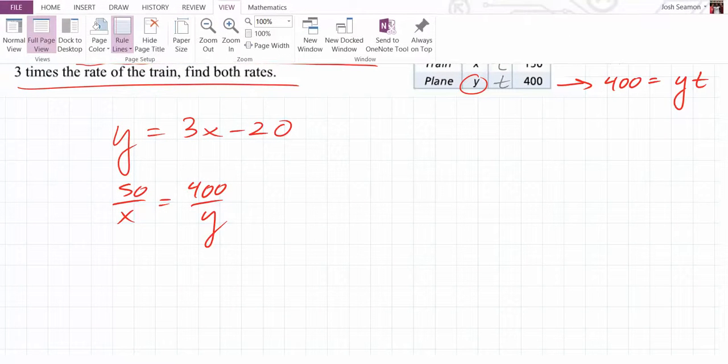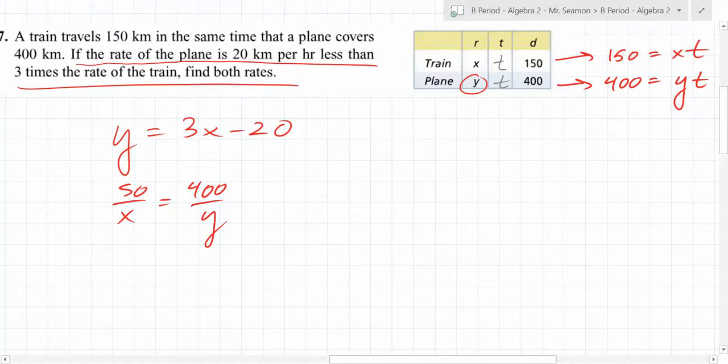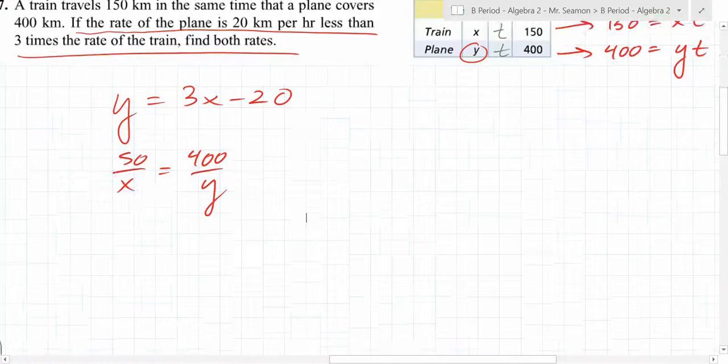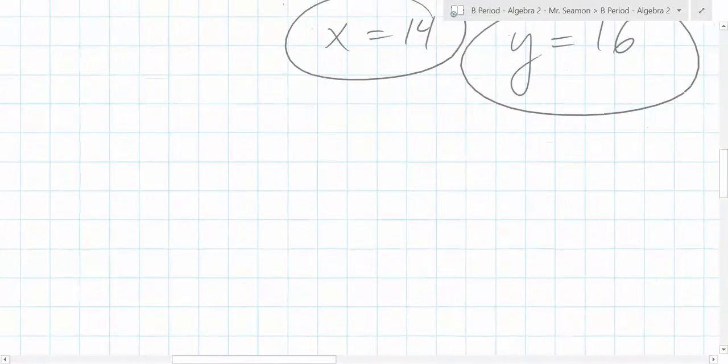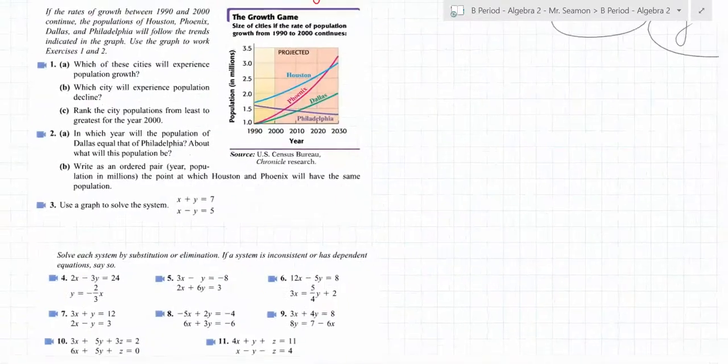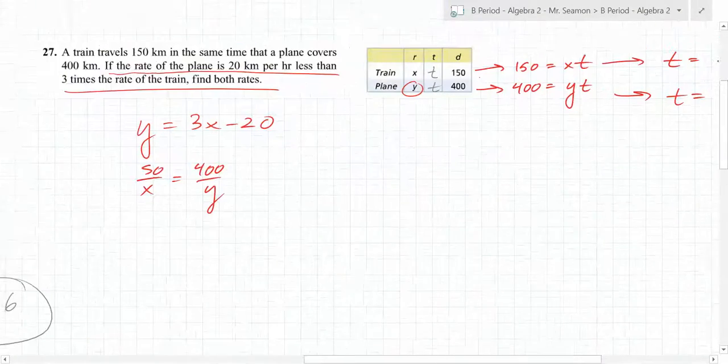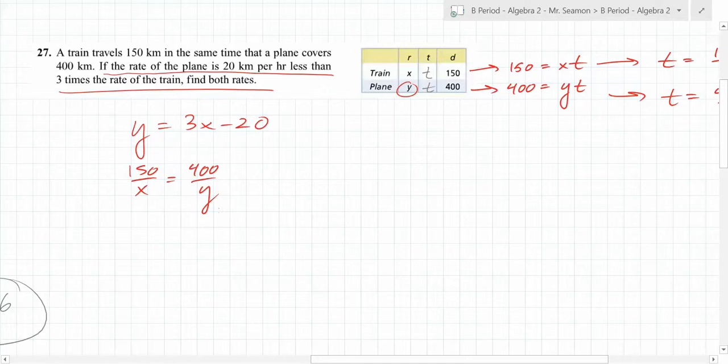Substitution, elimination, or graphing? Is that supposed to be 150? Yes, it is supposed to be 150. Yes, Kelly? How can you plug in x and make it x? What do you mean? 150 over x. How can you plug that in?